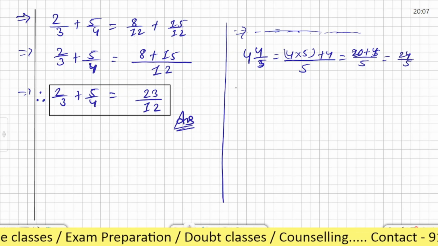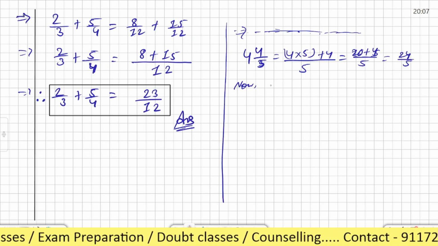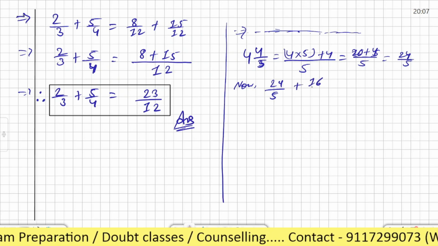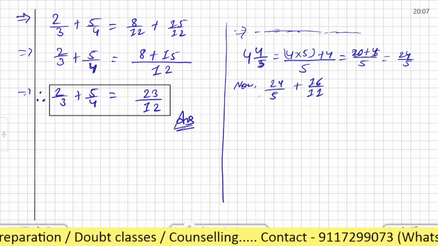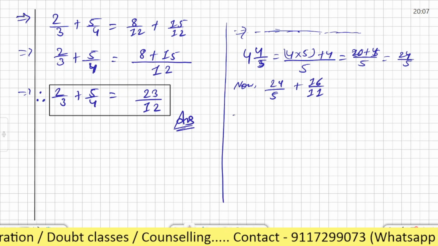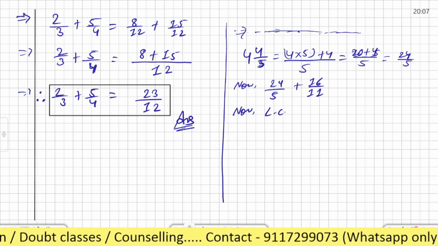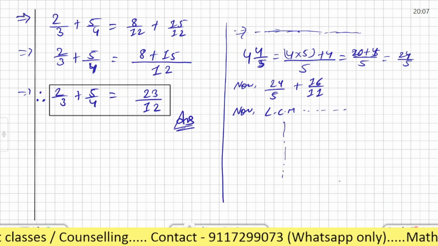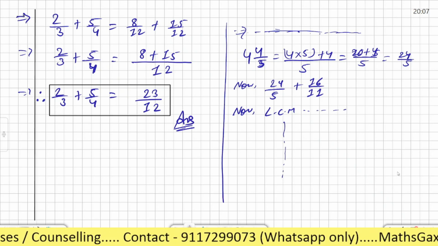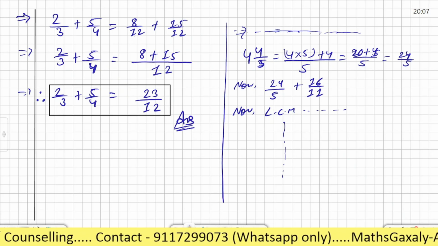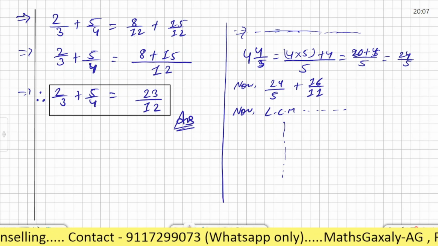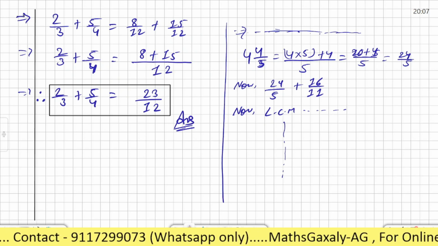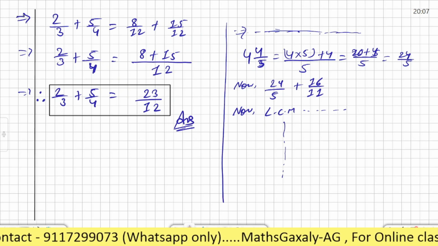Okay, then you have to write what the fractions are now: 24 by 5 plus 16 by 11. You have to write the fraction. Then you will write the LCM of 5 and 11, and you will continue with the same steps which we have done here. Okay, is it clear? Similarly, do the third and fourth questions.